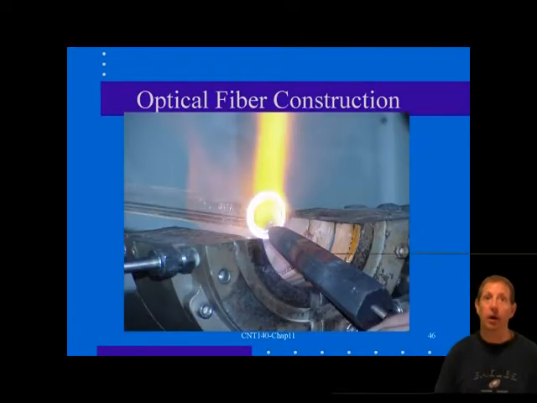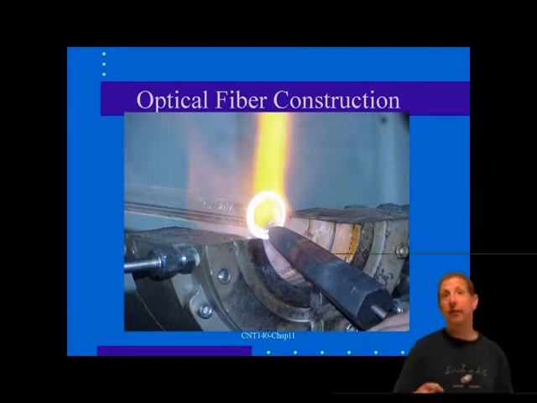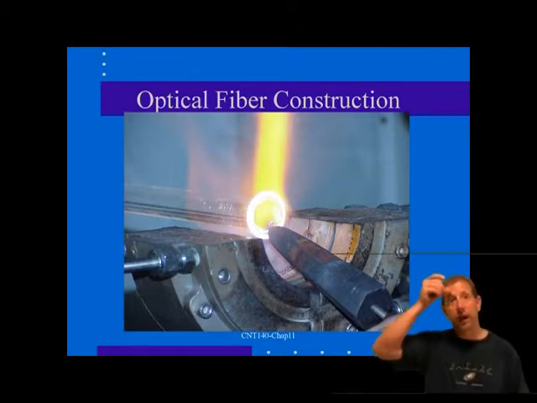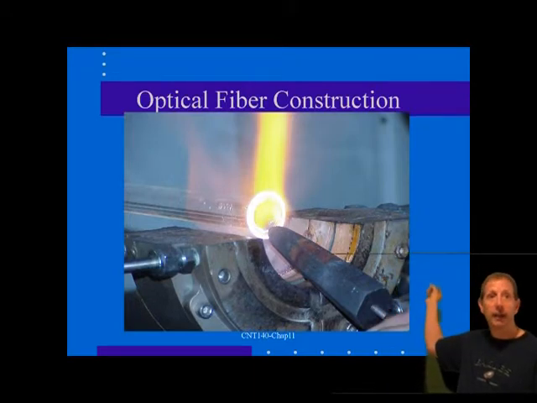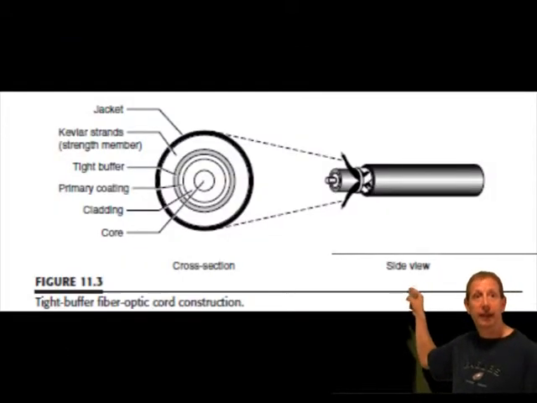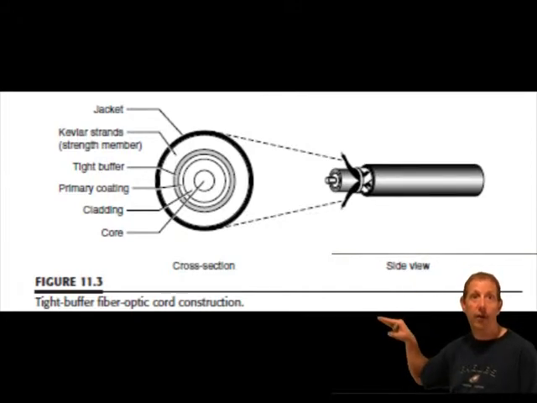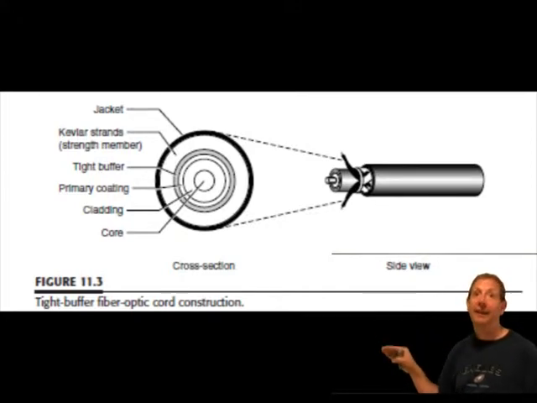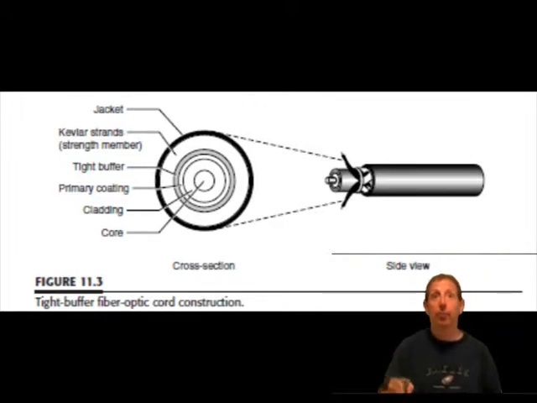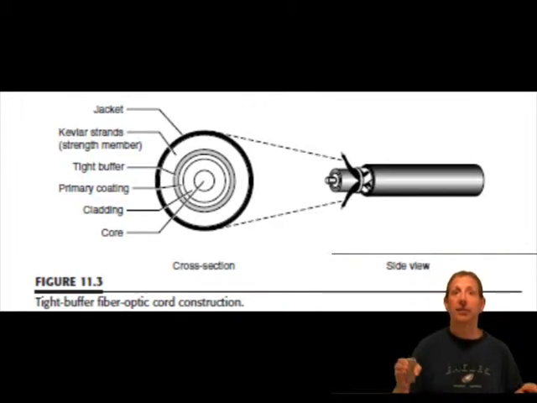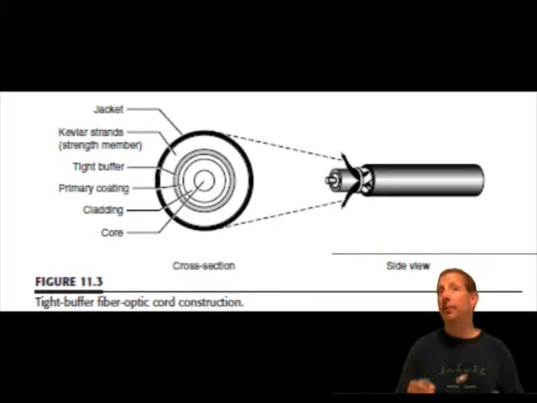Tight buffer cable is one of the two main fiber cable constructions. Now, as you can see behind me, it illustrates a single strand cable. The buffered layer is between the fiber's primary coating and the outer strength and jacket layers. In a tight buffered cable, the buffer is a plastic coating that separates the bare fiber from these outer layers and protects the fiber as the outer layers are removed.